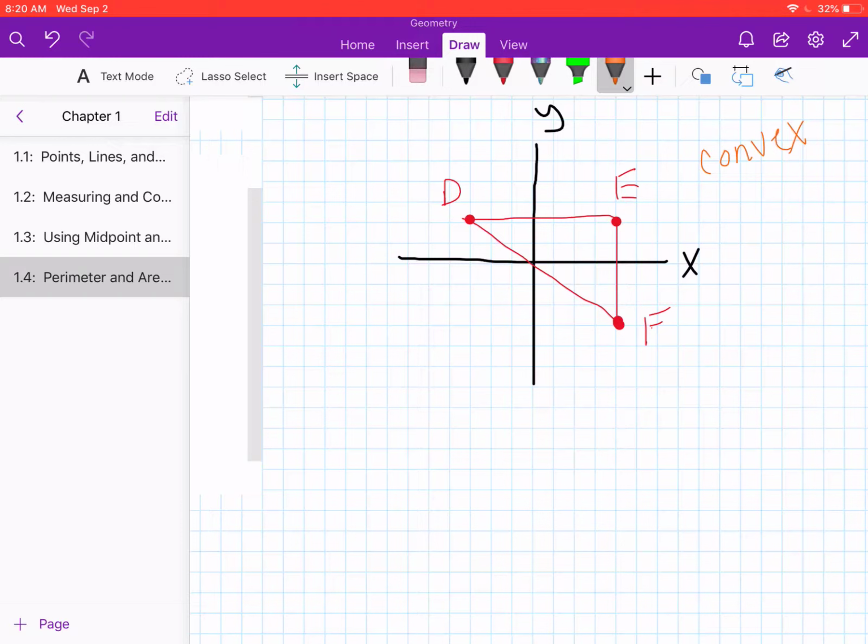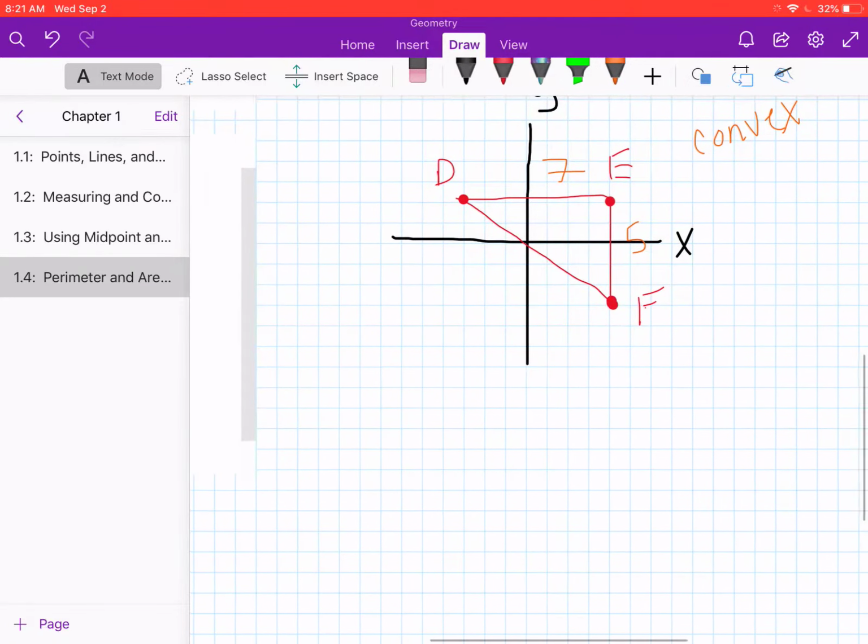So 2 of these sides are super easy on this triangle because we can just count. So looking at EF, it's just 1, 2, 3, 4, 5. So I know this side length is 5. DE is 1, 2, 3, 4, 5, 6, 7. Awesome. And for DF, we can't count. So that's where our handy-dandy distance formula comes in.